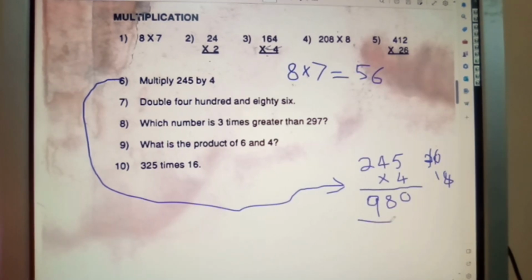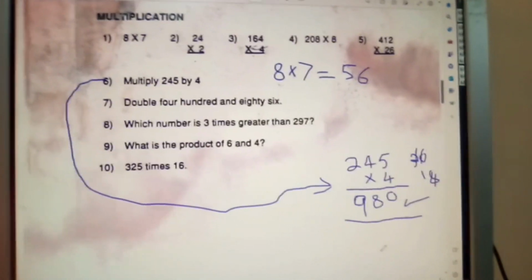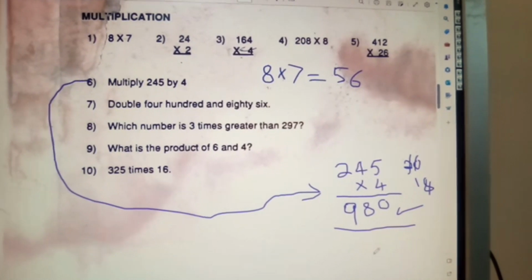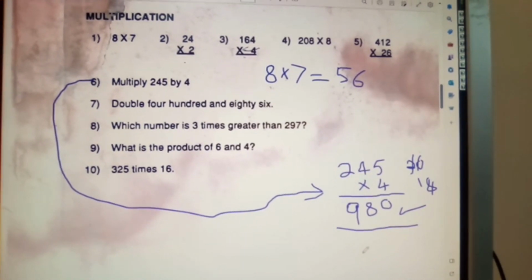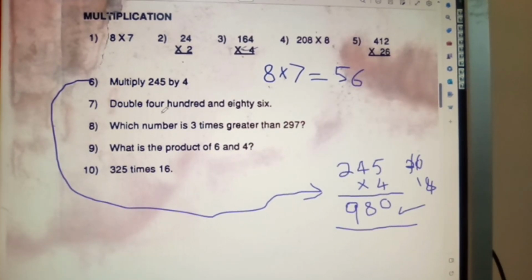$980. Okay, and that is correct. Okay, 980. So I'm not going to do too many for you. I want you now to apply double 486. Double 486.